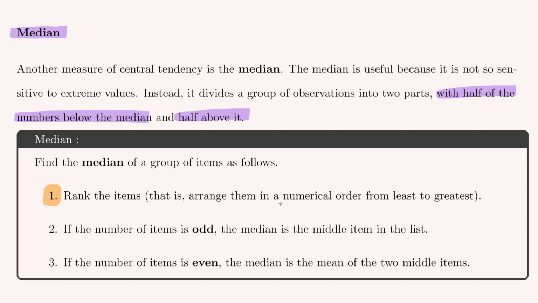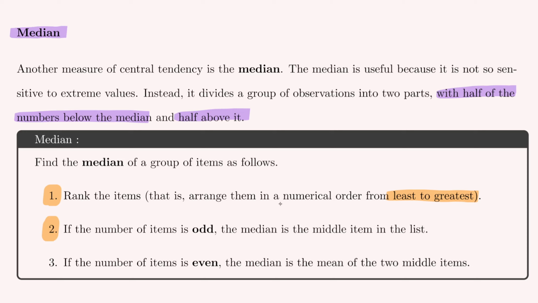First, we need to rank all the items and arrange them in order from least to greatest. So if you're given a data set and asked to find the median, do not assume that it's already written in order. You would have to check that first and then reorder it. Remember, if there's repeated data entries, you have to keep those repeated data entries and include that as you reorder the list.